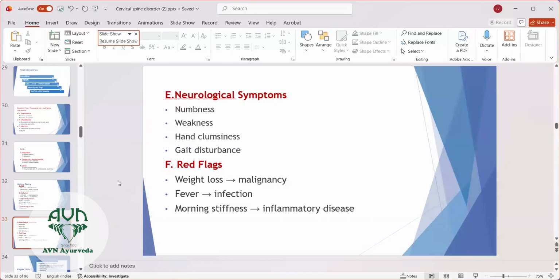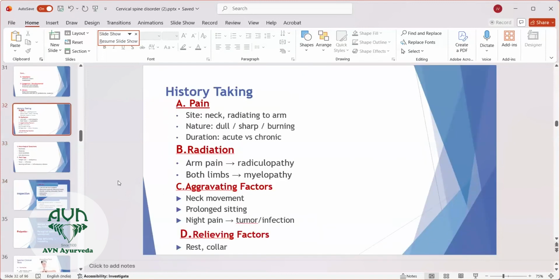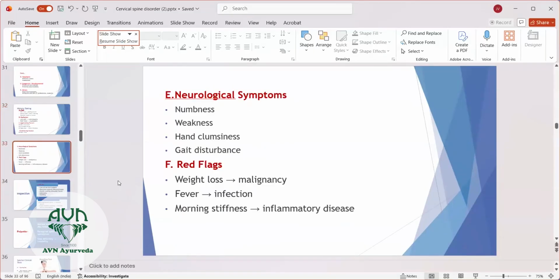So these are the things we ought to keep in mind while taking the history. The first is pain: while analyzing the pain, the site of the pain, radiation of the pain, and aggravating and relieving factors of the pain. Also we have to ask about neurological deficits, like numbness, weakness, clumsiness of the hand, and whether gait disturbance is there or not. Also the red flag signs: any gradual weight loss, any evening rise of temperature or fever, or morning stiffness. If morning stiffness is there, we can assume an inflammatory condition like ankylosing spondylitis.